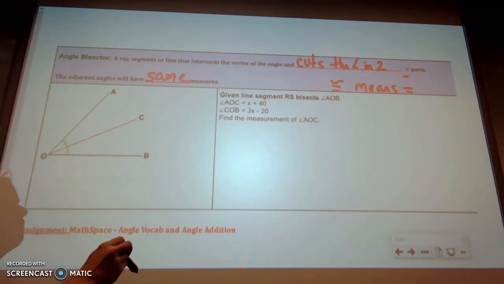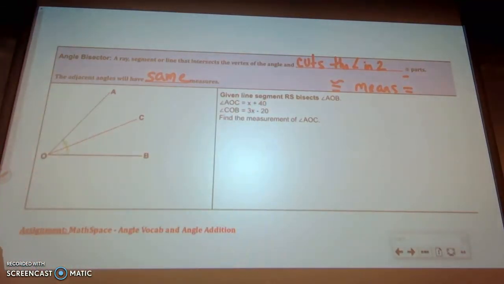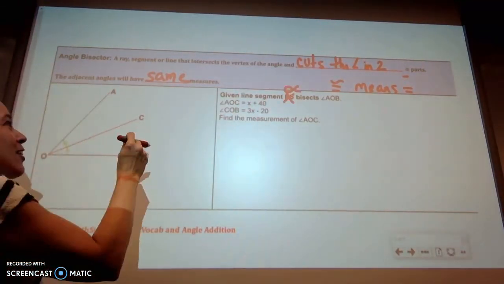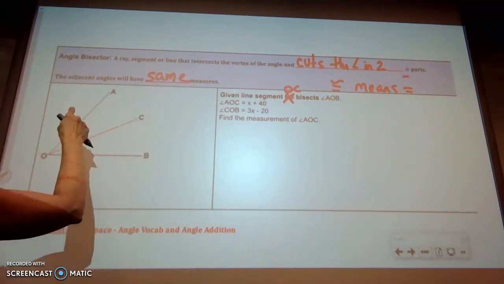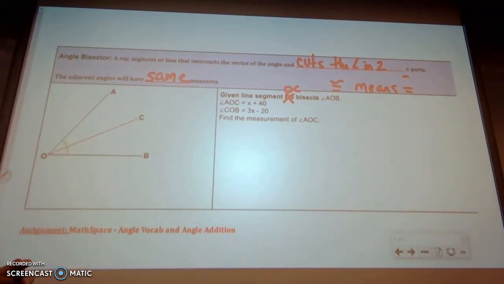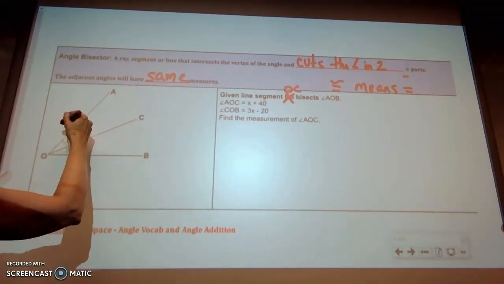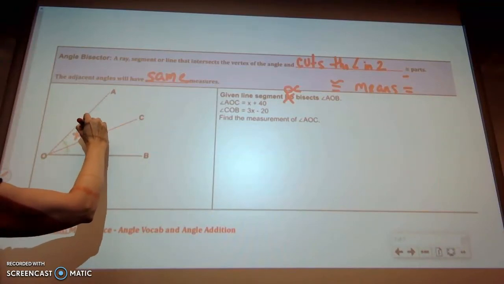So now we're going to actually figure this out. Given line segment OC bisects AOB. That means it cuts it in half. So we know AOC is x plus 40.